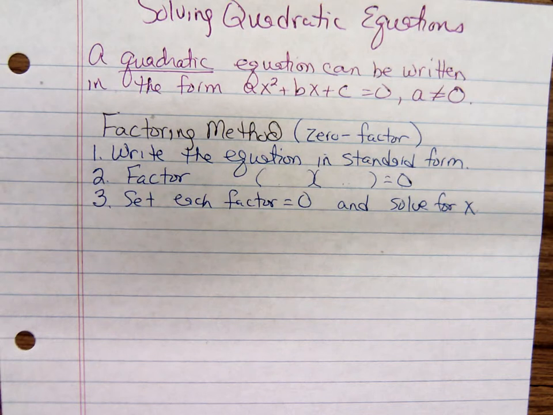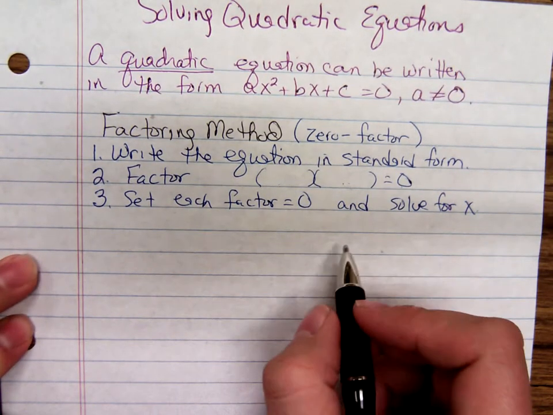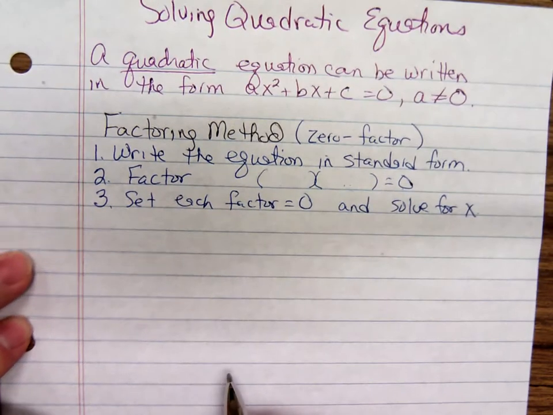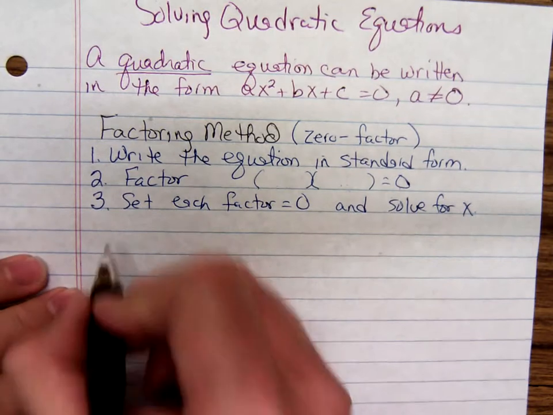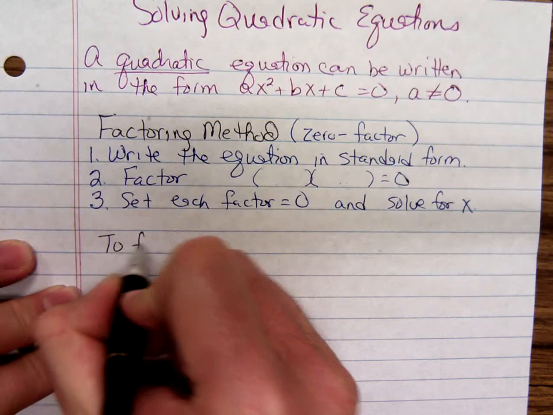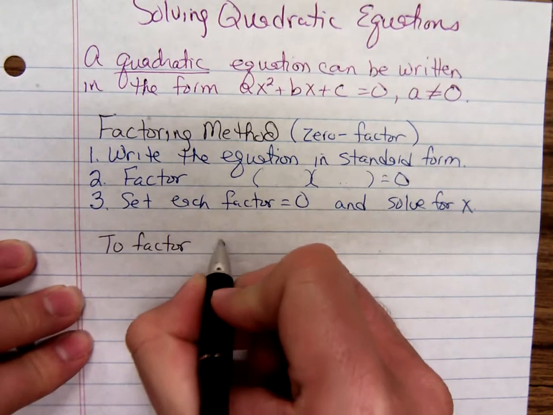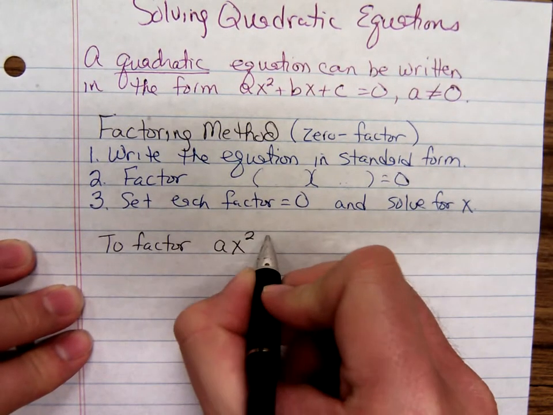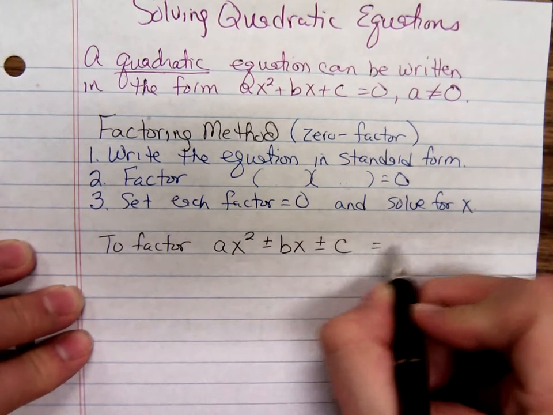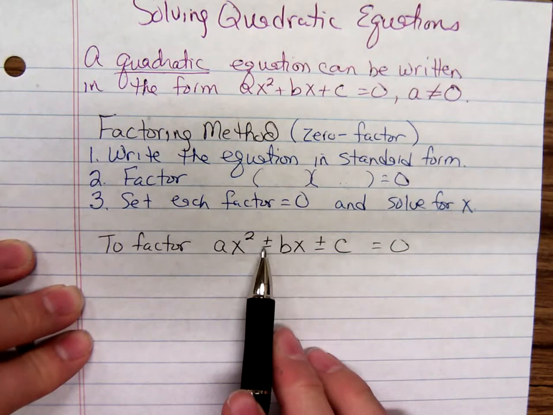Before we just jump in and start doing a few of the homework problems, let me just review a little bit. What we're going to be doing is the reverse FOIL. That's what we mean by factoring. I'm going to make a little table. To factor something in the form ax squared, then plus or minus bx plus or minus c. Okay, so I'm putting this plus or minus.